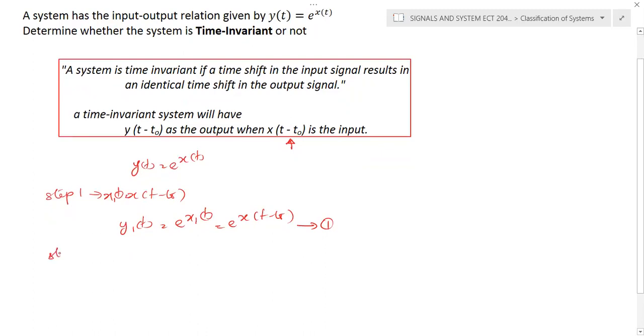Now in step 2, you can find the output at t minus t0. That's a shifted version of the output. This is the shifted version of the input. Now we can find y of t minus t0. So in this particular equation, you can substitute t by replacing t with t minus t0. So you'll get e raised to x of t minus t0. So this is equation number 2.